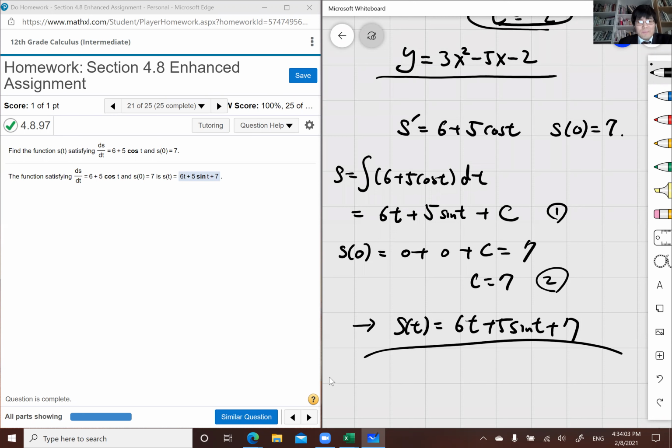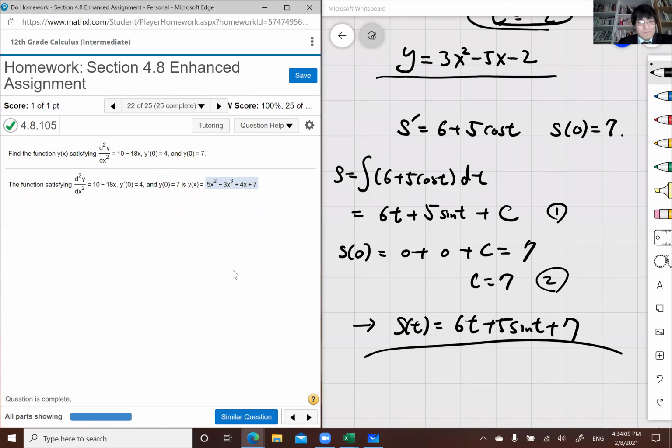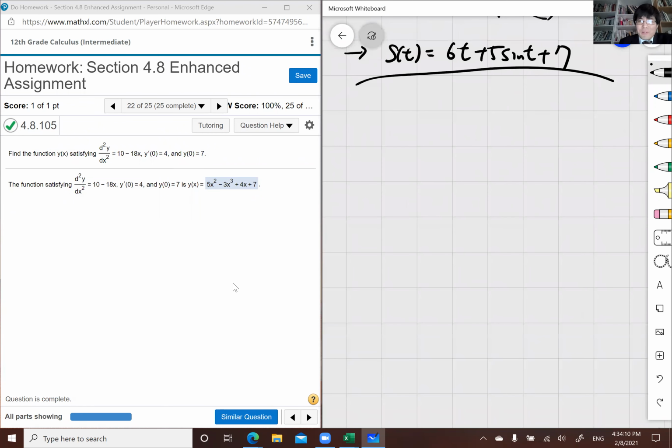Okay, two-step problems. Now we know that this is y double dash. So we know that y double dash is equal to 10 minus 18x, and y dash of 0 is equal to 4. That's the initial condition. And another condition, y of 0 is equal to 7. So we need to find the antiderivative of this one, which is this, and the antiderivative of this one to get this. So it's a two-step problem.